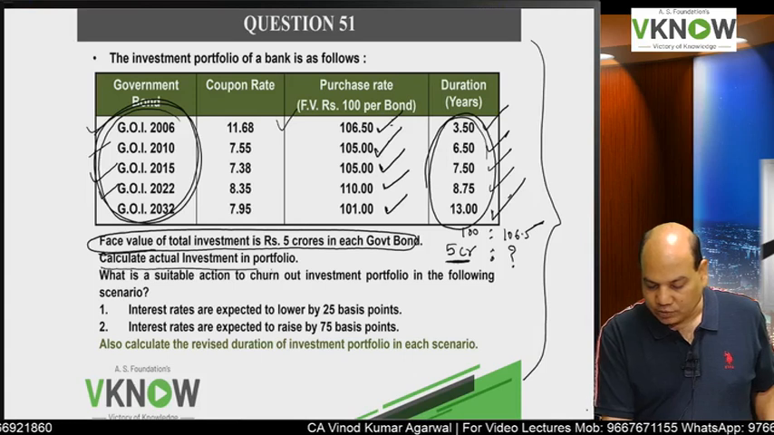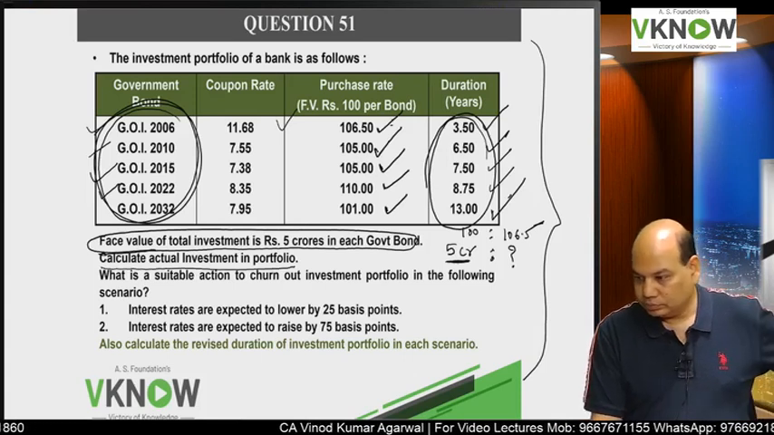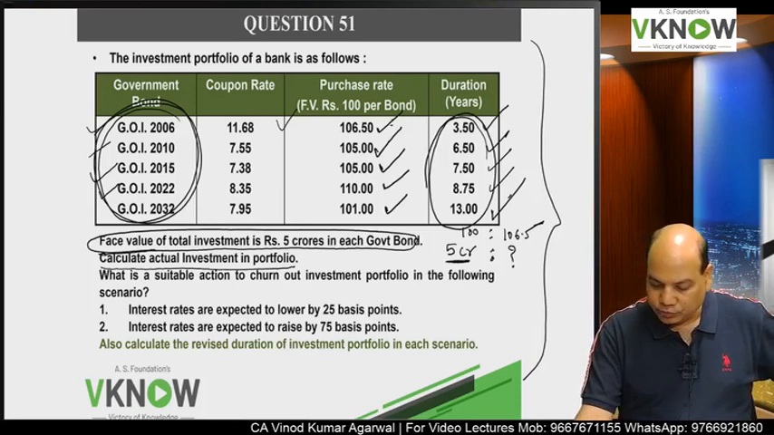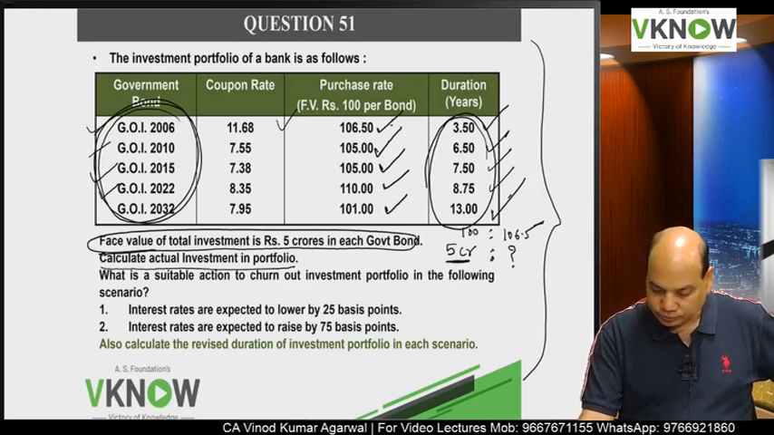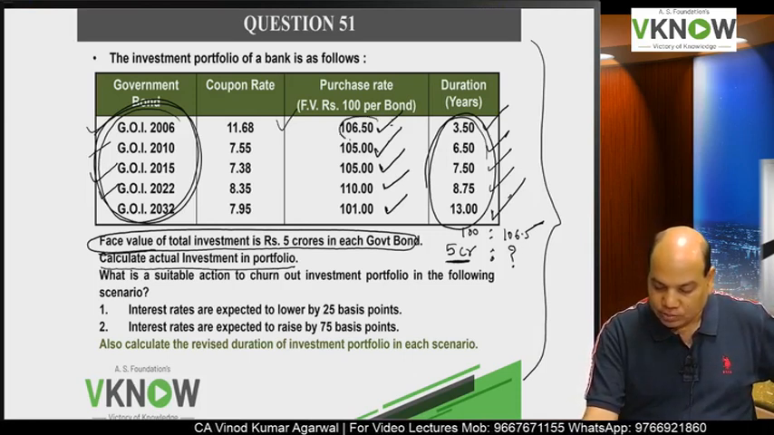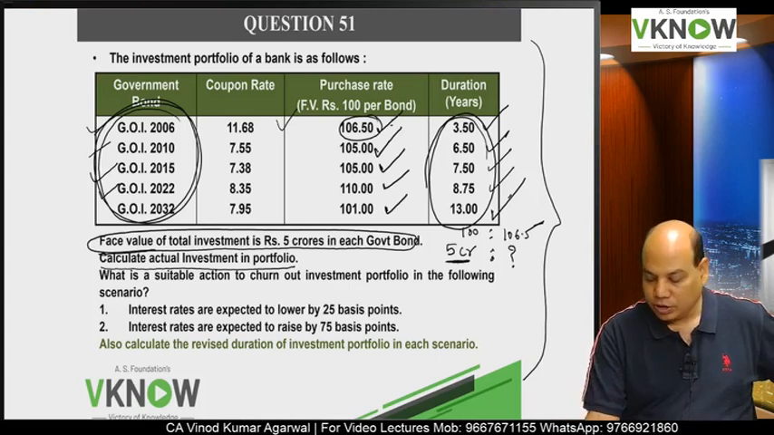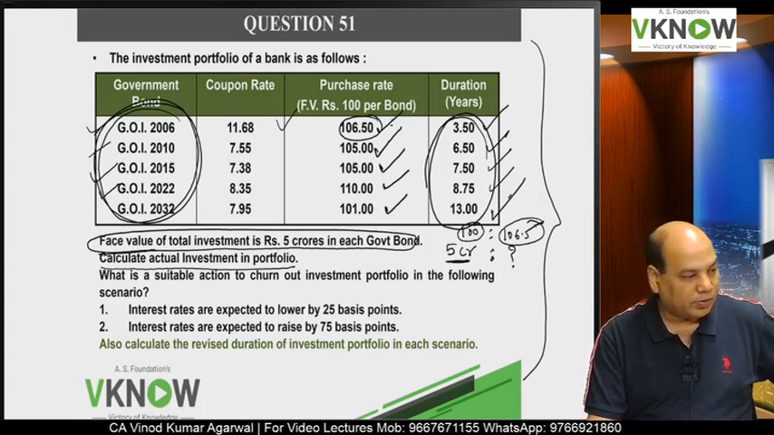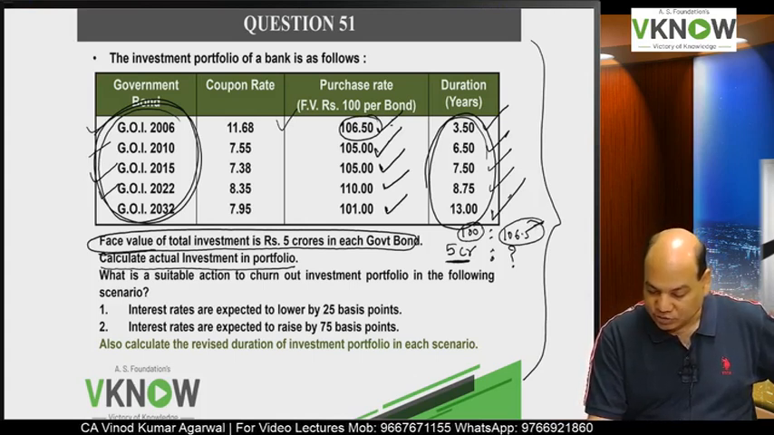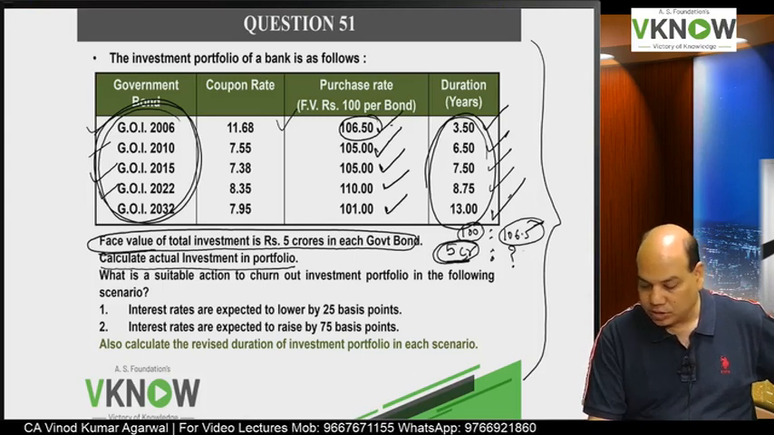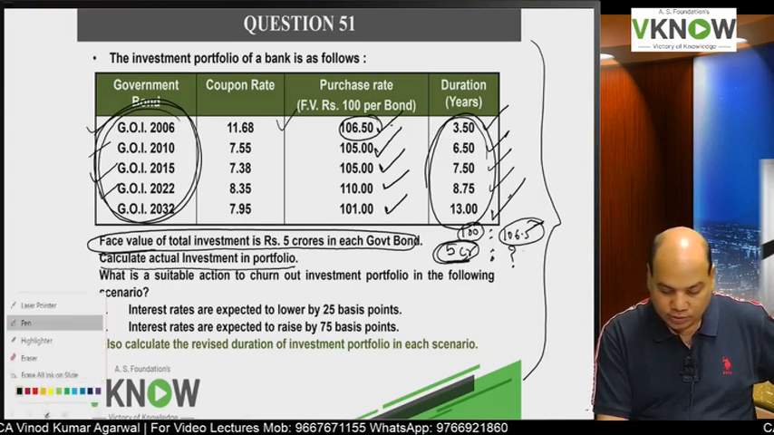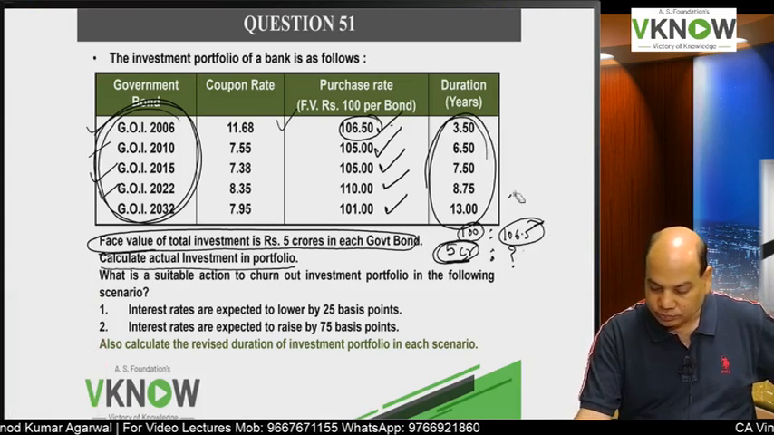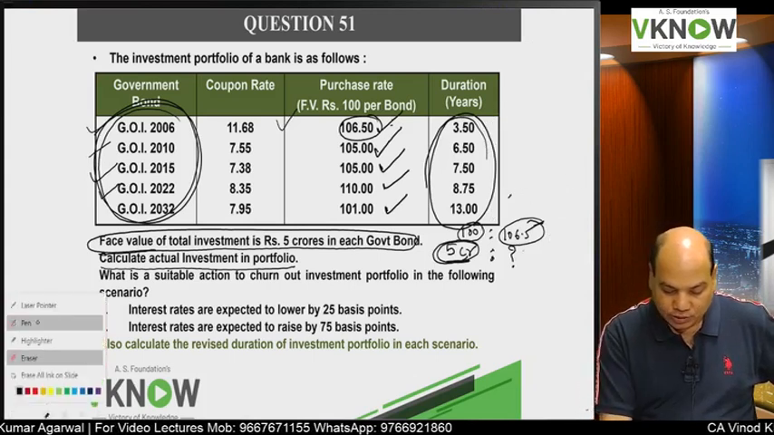Compute the actual investment in the portfolio. You have to compute what is the actual amount invested in this bond. If for 100 rupees face value, 106.50 is the purchase price, so if 5 crore is the face value, what is the price? That you can find by using simple school level arithmetic.